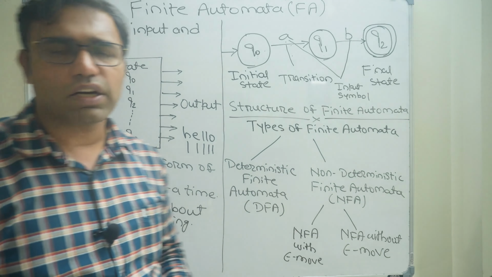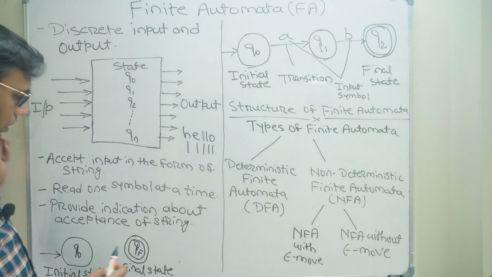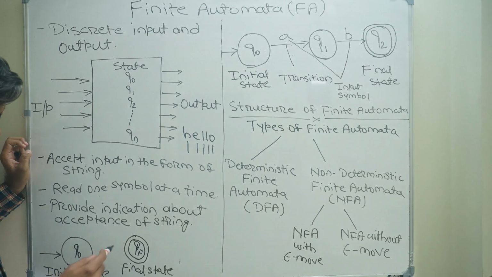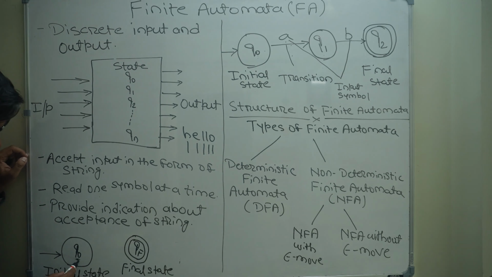Since I told you finite automata contain various number of states, there are various naming conventions to represent a state. The initial state is represented like this, a circle and arrow, and here you have to give some state name. You can give any state name, but since it is the initial state, the state name is q0. Then if you want to represent the final state, provide a double circle. So a double circle represents the final state.